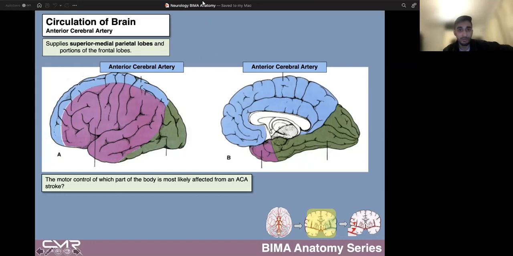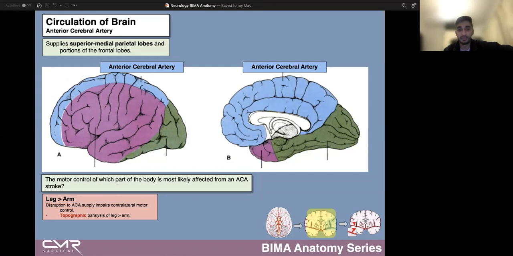So the motor control of which part of the body is most likely affected by our anterior cerebral artery stroke? The question is, is it more of the arms or is it more of the legs? Which part of the body is most likely affected? Yep, so we're getting all the answers through, and everyone is correct. It affects more of the legs than the arms.